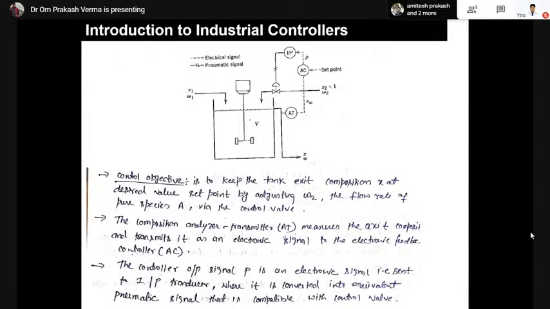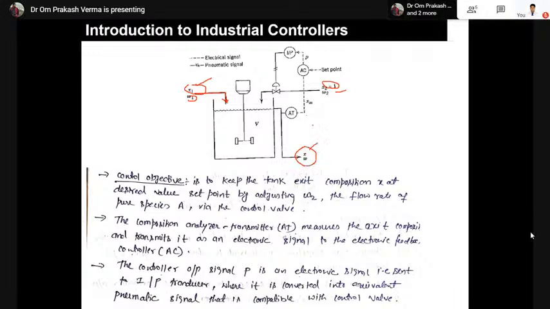This is the picture. Suppose there are two streams, x1 and x2. W1 and W2 are the feed flows entering into the tank. x1 and x2 are the concentrations of some salt entering into the tank. Now our target is to maintain the final concentration of the solution at x.